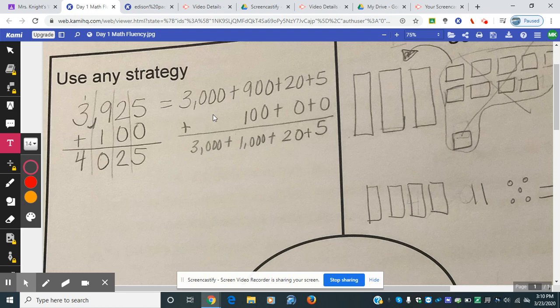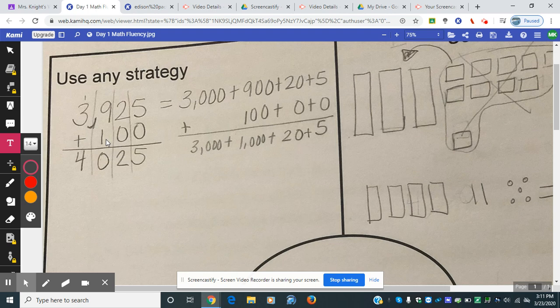She then used expanded form to kind of show this. Expanding out 3,925, the 3 is a 3,000. The 9, because it's in the hundreds place, is really a 900. The 2, because it's in the tens place, is a 20. And the 5 is a 5. And then she added that to 100, which is nothing in the thousands place because 100 doesn't have any thousands.